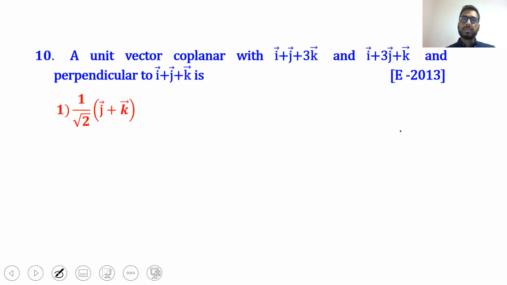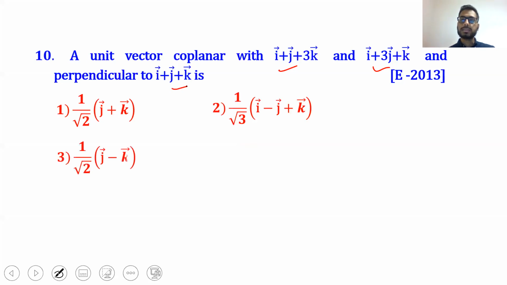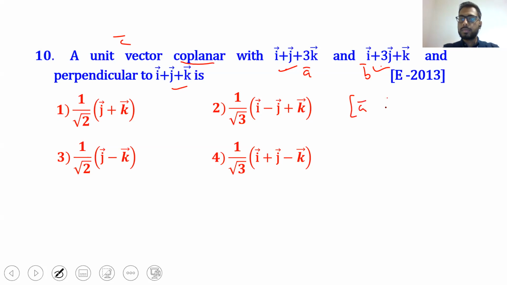In the next question, a unit vector which is coplanar with this and this, and the unit vector is also perpendicular to this, that vector is question mark. The four options which are given are as follows. So instead of going by the traditional method, what we can do over here is, it's given that a unit vector is coplanar with these two vectors. Suppose this vector is A bar and this vector is B bar. Let us say the vector that we have to find is C bar. The vector C bar is coplanar with A and B. That means the box product of A, B and C is going to be 0.